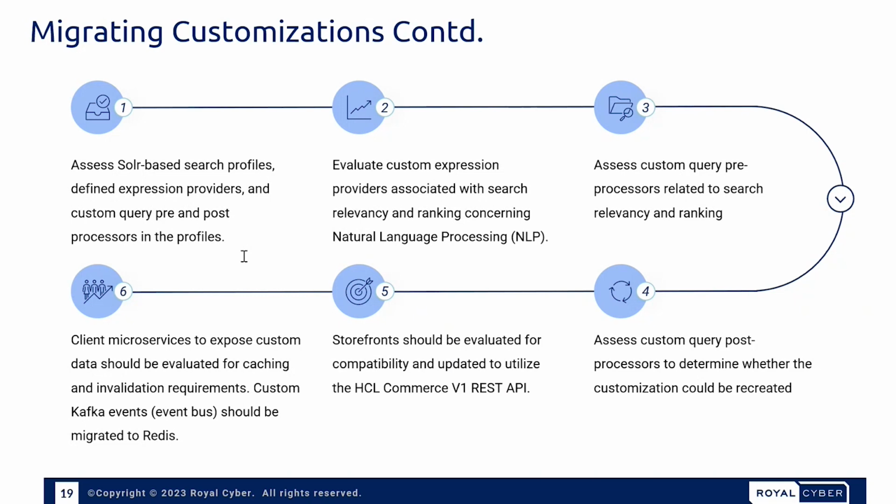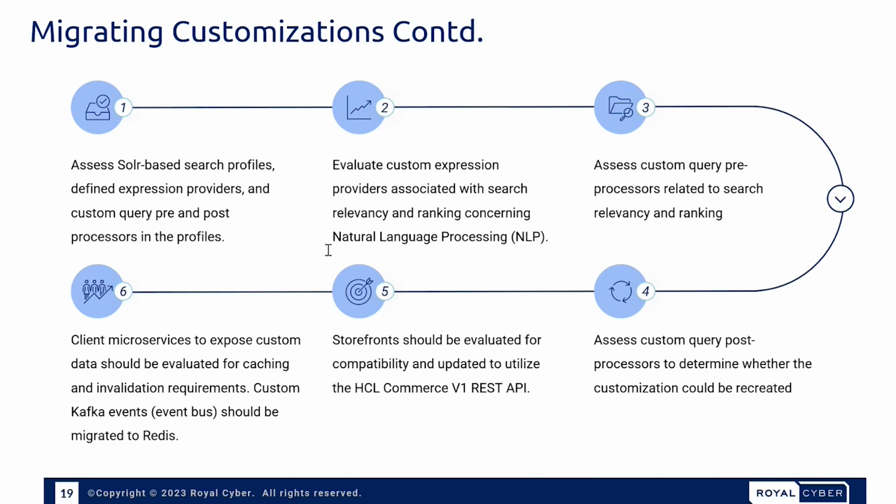The Elasticsearch-based solution provides significant enhancements to search matching and ranking with the introduction of natural language processing that may provide an opportunity to remove runtime customizations related to search relevancy. Custom preprocessors related to search relevancy and ranking should be assessed and evaluated considering the addition of NLP.